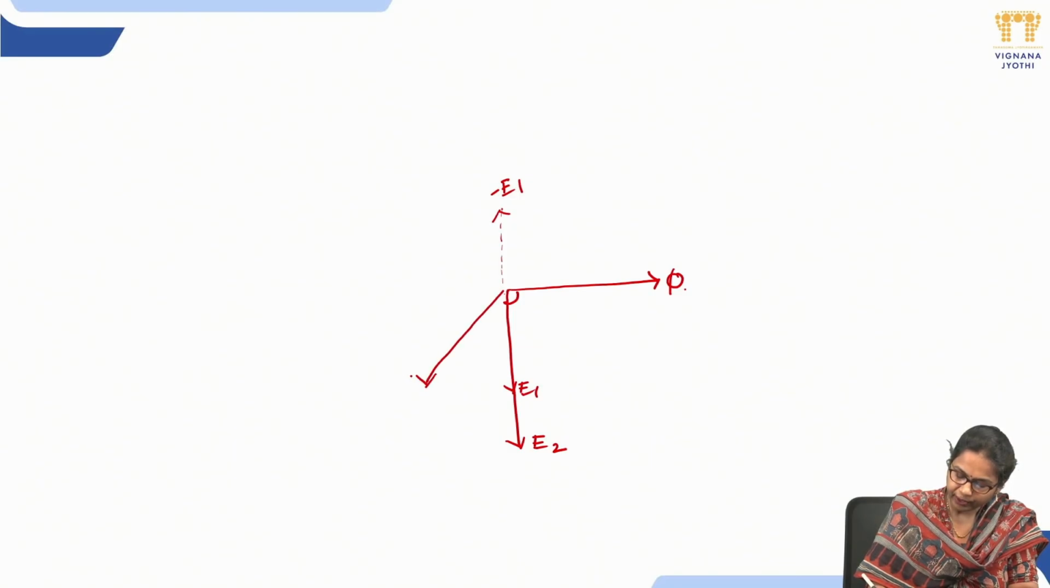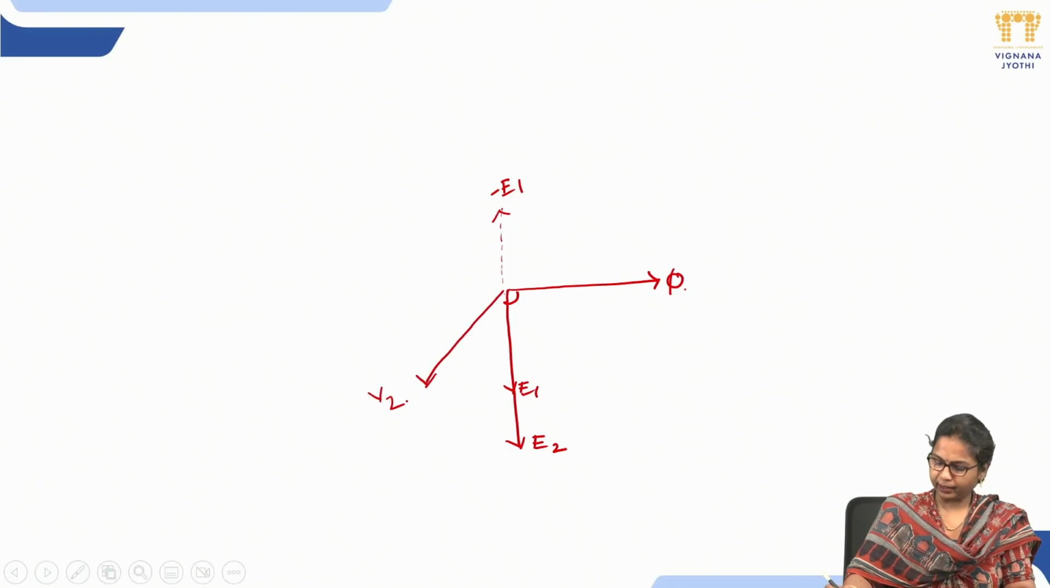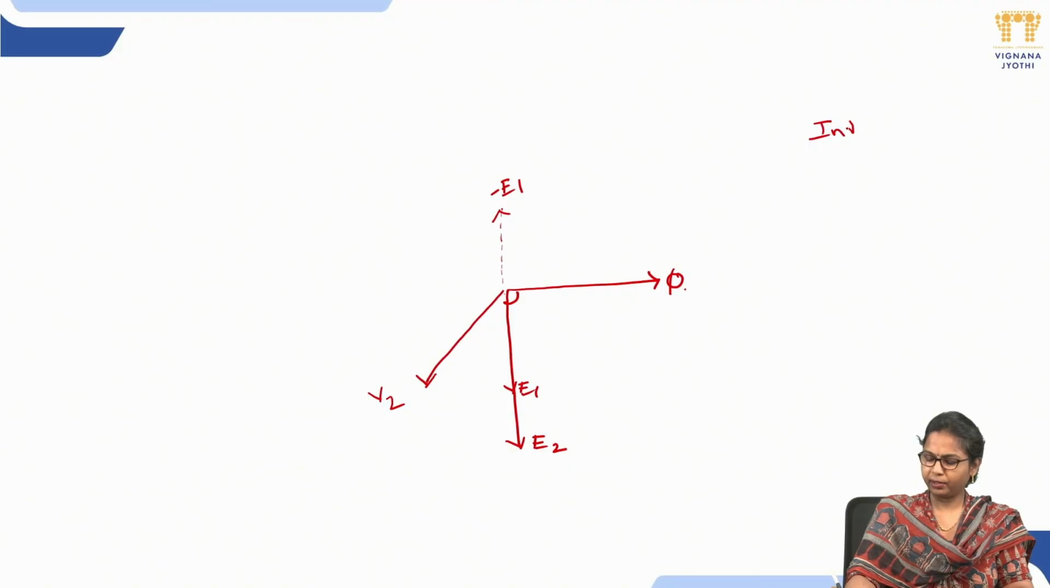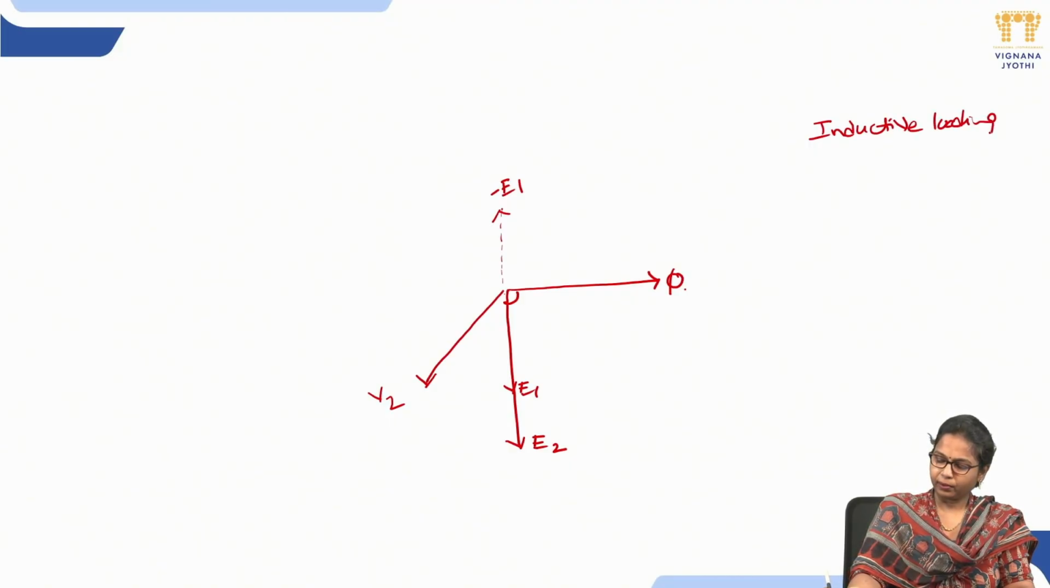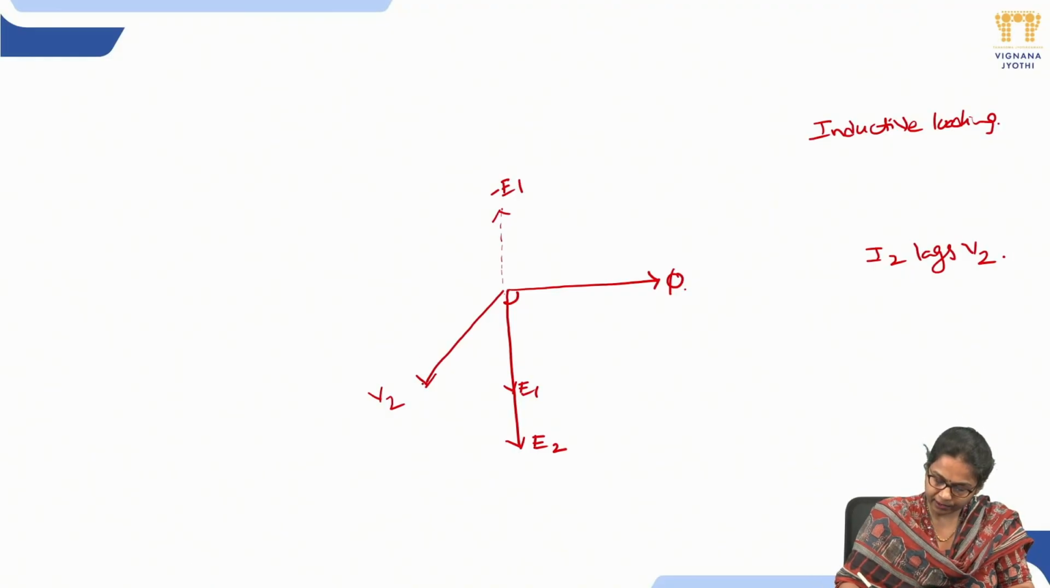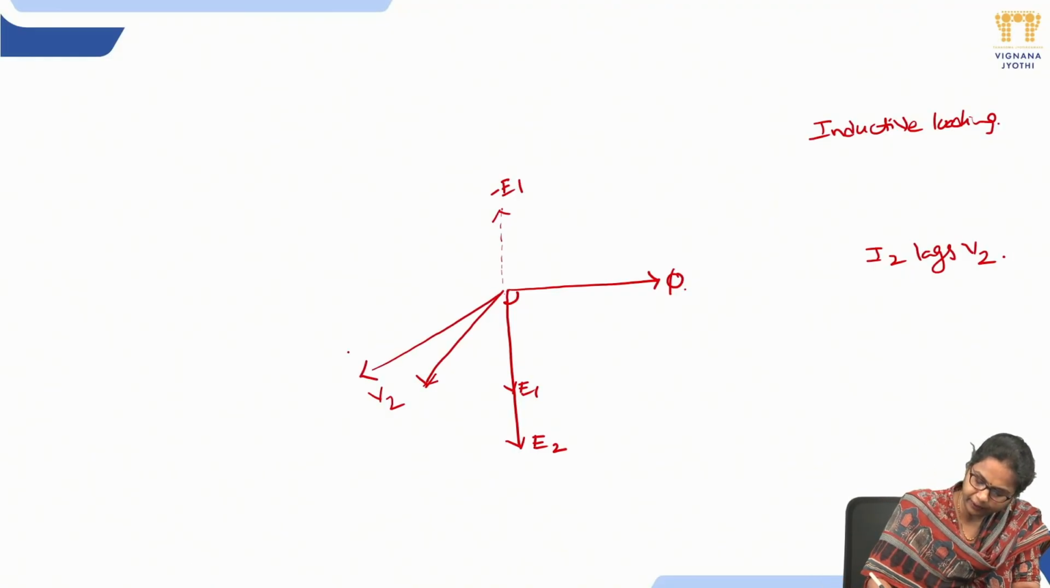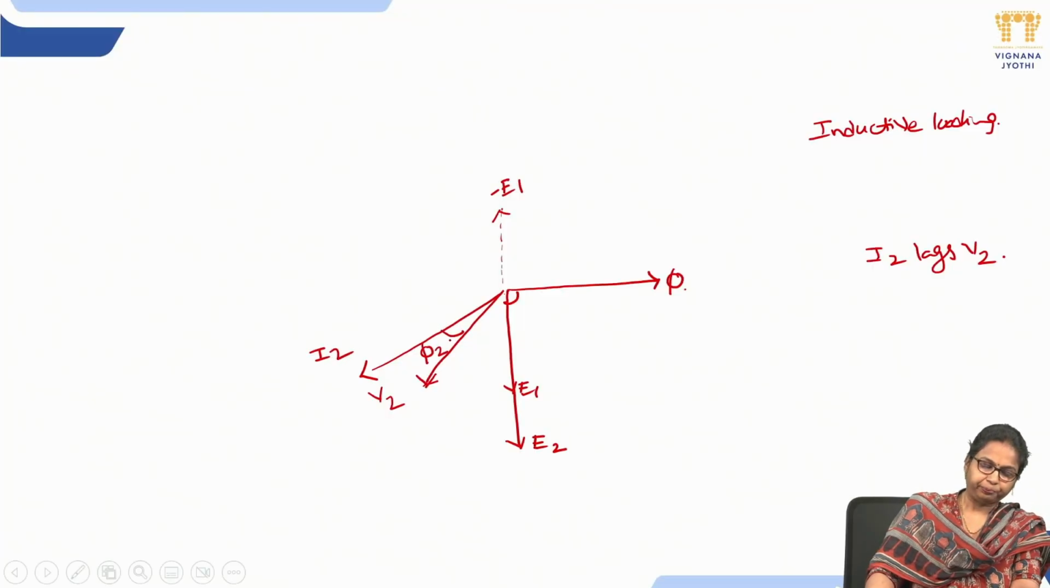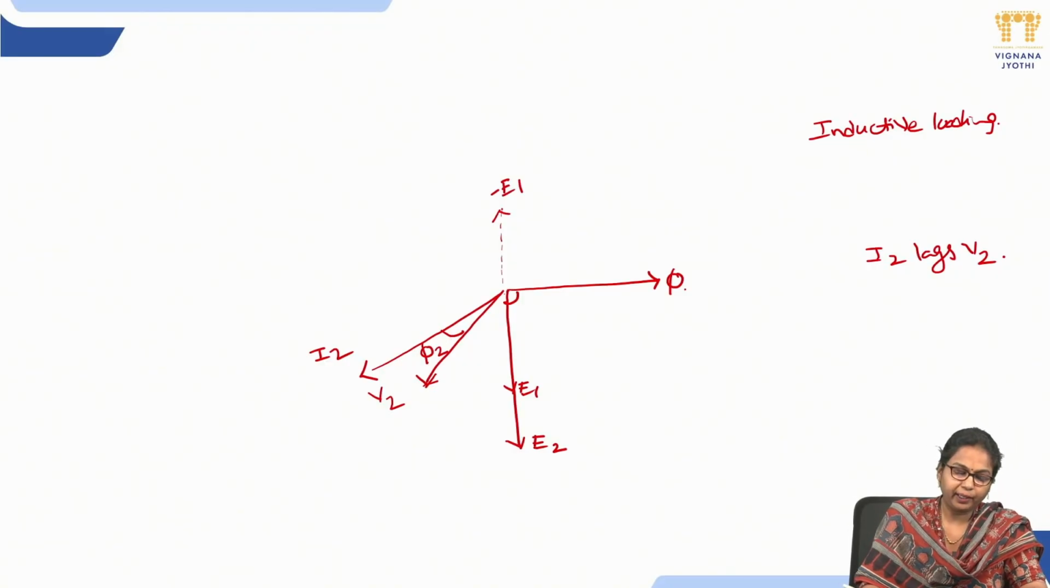For this we have to assume V2 in a particular direction. So let us consider inductive loading. For inductive loading, I2 lags V2 by an angle of phi2. Here we have drawn I2 and the angle between V2 and I2 is phi2.